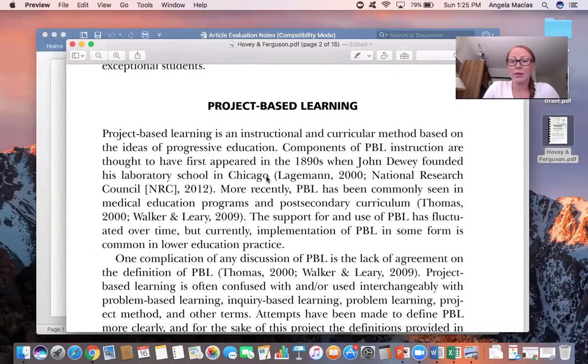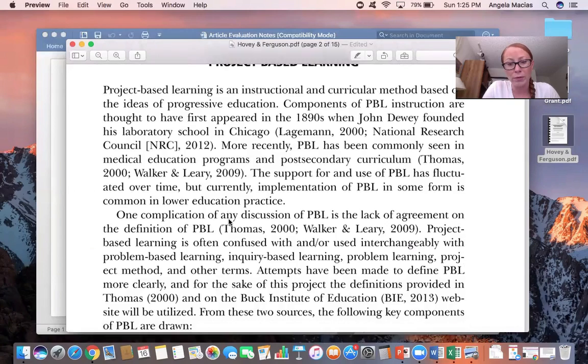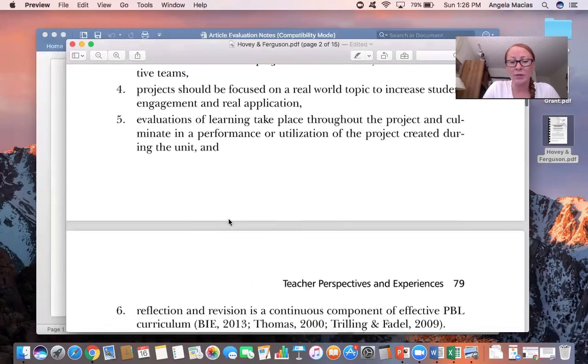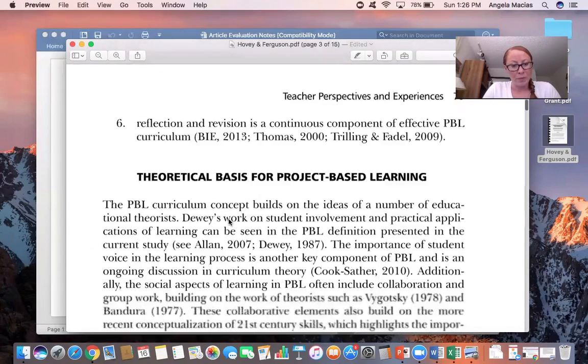Project-based learning. So this is basically the same as the other one, where they had an introduction. They're going to tell you what project-based learning is, why it matters, why it is important. They're going to give you that whole background knowledge that you need to see if they are talking about the same thing I'm talking about when I say project-based learning. And that's important to note.